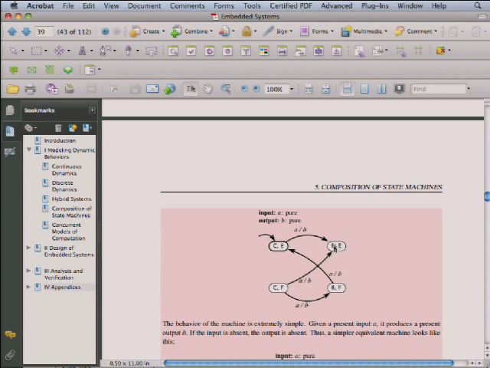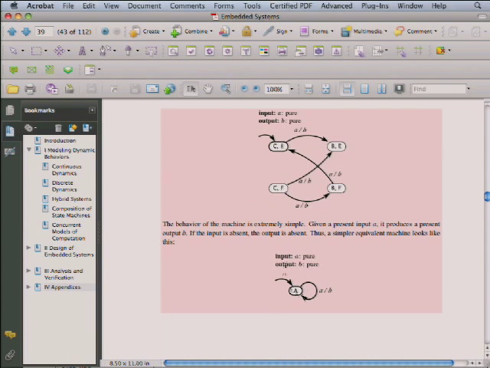So if you notice, this machine actually has a pretty simple behavior, right? Given an input A, it'll produce an output B no matter where you are, and it just transitions among these states, but the states don't actually change the behavior in any way. So a much simpler state machine that has the same input-output behavior is one with a single state and a single self loop that, just given an input A, produces an output B.